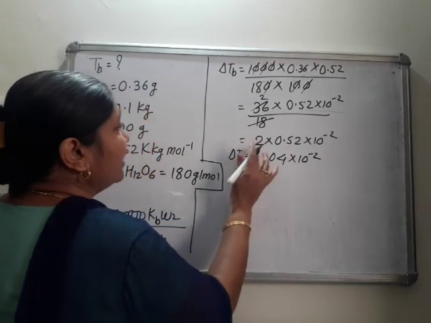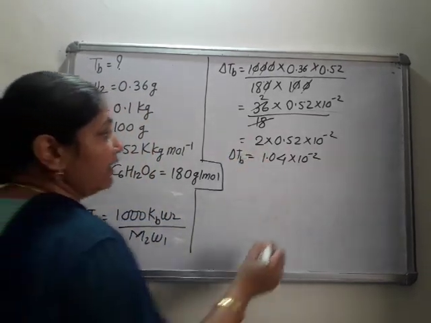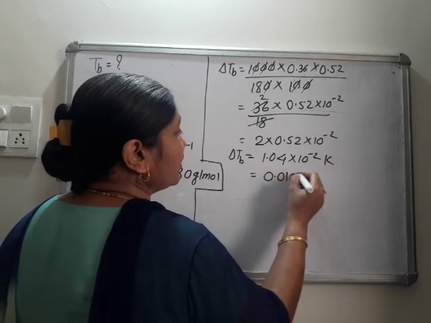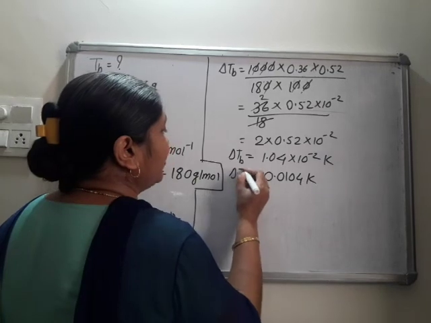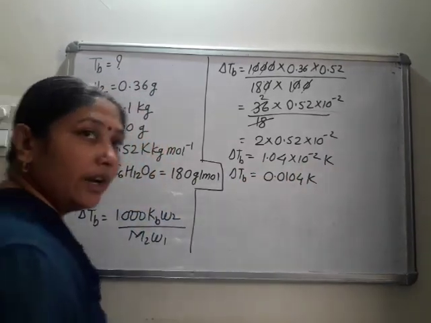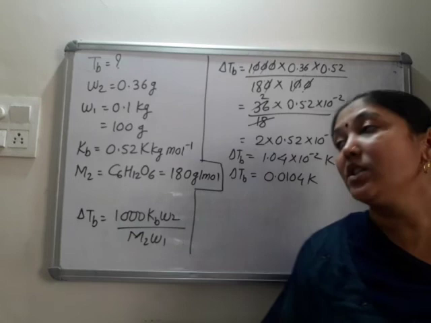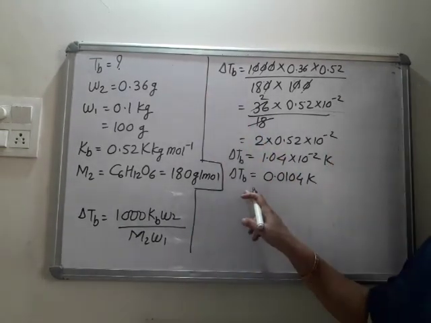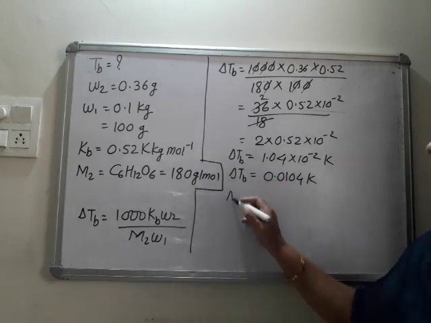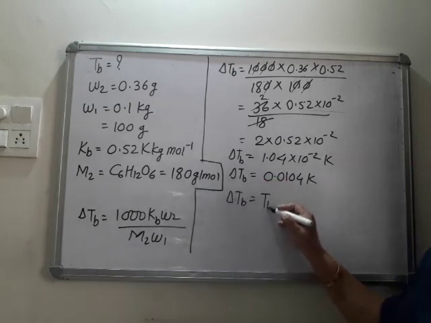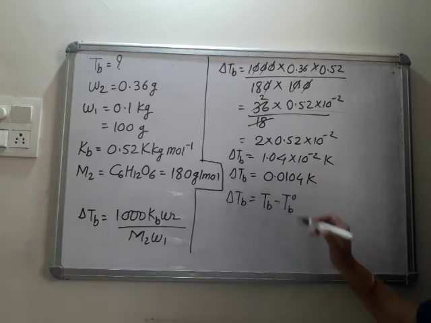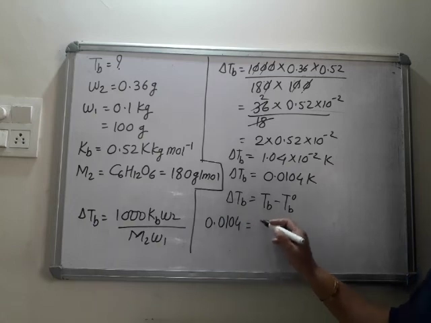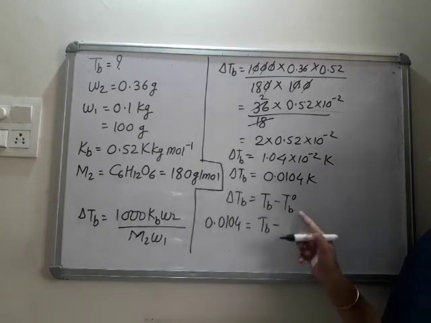This is delta Tb, in Kelvin. It means it is 0.0104. Isn't it? If I multiply it by 10 raised to minus 2, delta Tb will be 0.0104. And the question is find Tb. We have calculated delta Tb. So delta Tb can also be determined as Tb minus T0b. Delta Tb 0.0104, Tb we have to find, minus T0b.